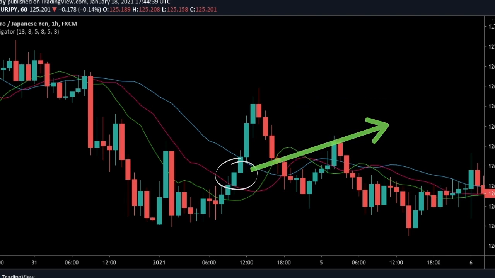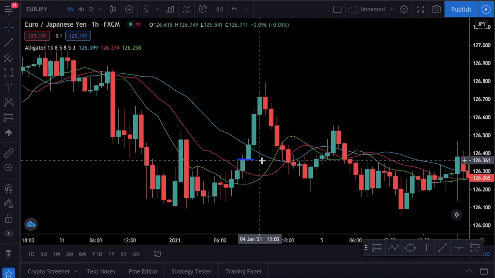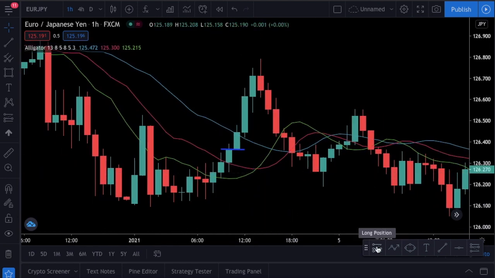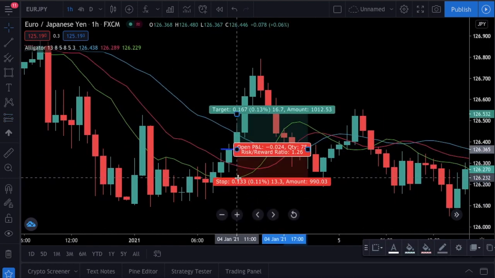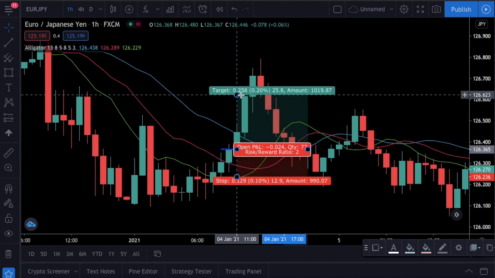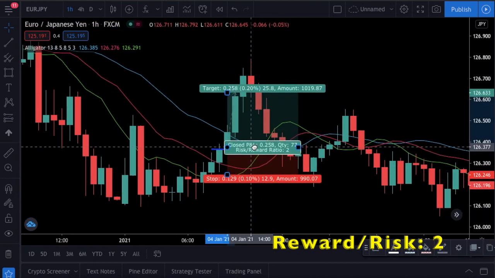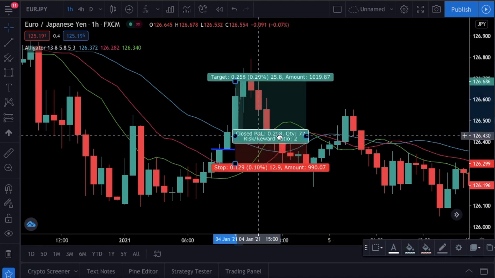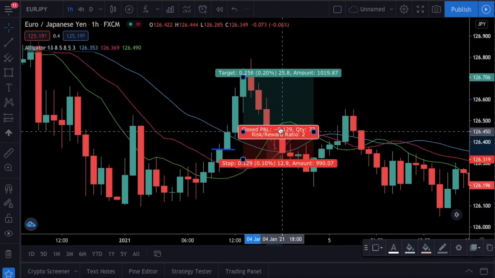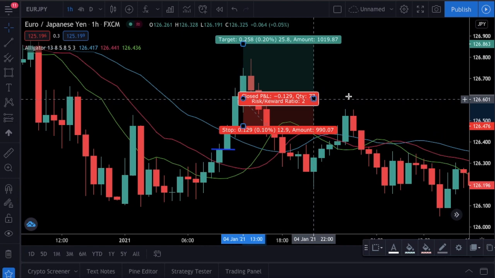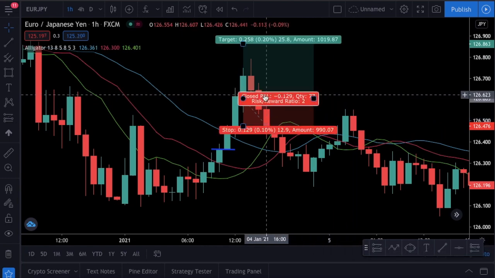We will wait for a candle to close above the red line. Just like this one. And as soon as we see the next candle opening above the red line, we will go long. The green line will be our stop loss. Our risk-reward ratio will be 2. And I like this strategy a lot, because if the market goes as you have planned, you can slide your stop loss above, and continue riding the trend without any risk.